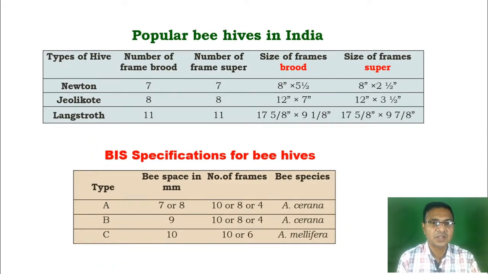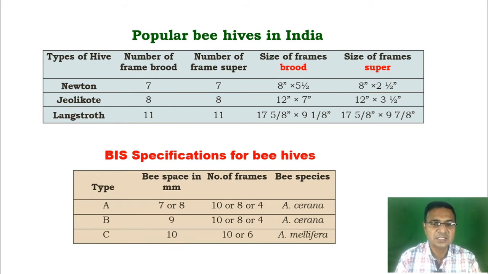After the components of the beehives, the very popular beehives observed in India are especially the Newton, Jeolikote and the Langstroth wooden hive, where the differentiation of the brood and the super frames can be observed. In the Newton, 7 frames are present. In the somewhat more advanced Jeolikote, 8 frames are present, while in the Langstroth, 11 frames are present in the brood as well as the super chamber, but their dimensions are variable.